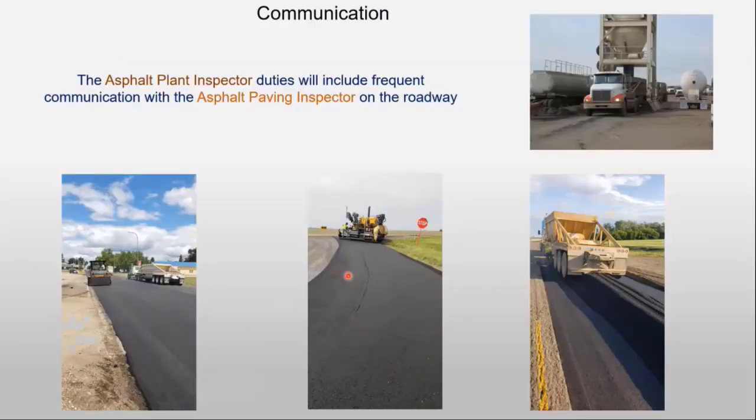Communication between the asphalt plant inspector and the asphalt paving inspectors is very important. There are a number of things that both should know at the same time, and they should be in continual conversation throughout the day. For example, if there are breakdowns at either location, or how many trucks are on the road, or how much mix has been put out already. Things like that. So it's good to keep in good communication with the asphalt plant or paving inspector as well.